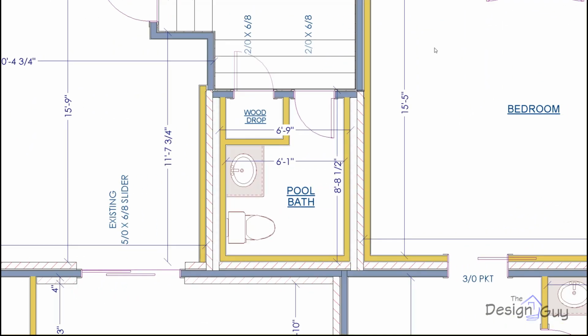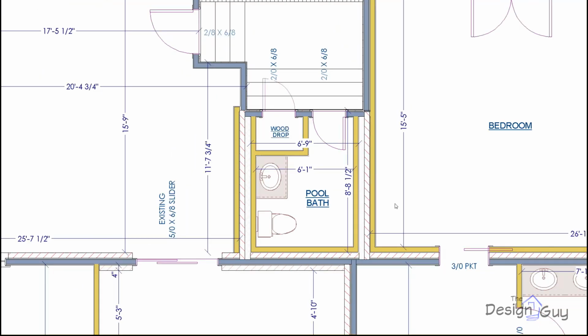Okay, here we are into the floor plan, and what we're looking at is your pool bath. And what we did was put our toilet on this wall with the vanity beside that. We're doing the 2.0 door, 24-inch door swinging into the room, and then for the wood drop we're doing a 24-inch door swinging out. So that way you'll be able to have access to your wood drop easy enough there.